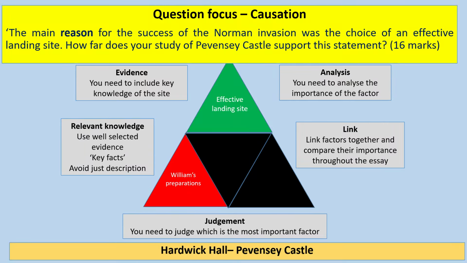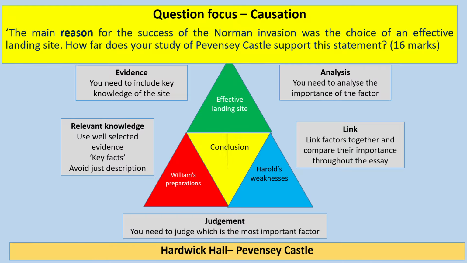In our second factor, we're going to look at William's preparations, but we're going to link that into how he prepared to land at Pevensey, because we're going to need to keep the focus in our answer on Pevensey throughout. A third factor could be looking at Harold's weaknesses, but again, we're going to want to link that to Pevensey, thinking about its geographic location, etc. Our final paragraph is going to be a conclusion where we're going to weigh up and judge which is the most important factor.